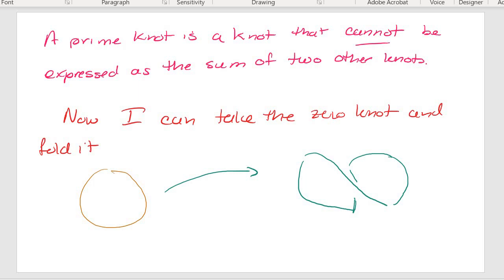So you can take any knot and mess with it. Like you can take the zero knot, or we call this the unknot, sometimes called the trivial knot. So you can take that and twist it, and it looks different, but I can untwist it and it becomes back to the zero knot.